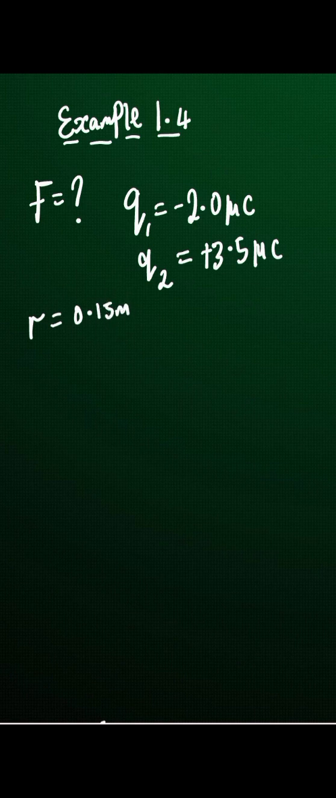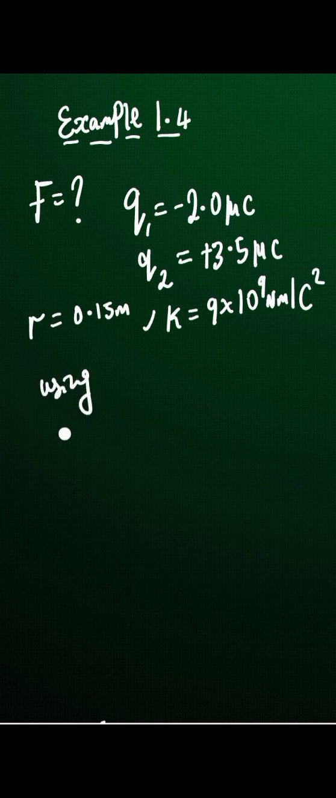In air. So when they tell you air, you know that we are using our normal permittivity of free space, that is K, is it not? Because for air, K is equal to 9 times 10 raised to the power of 9 newton meter squared per coulomb squared. So using the general formula, F is equal to KQ1Q2 all over R square.